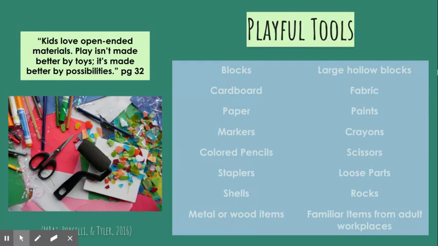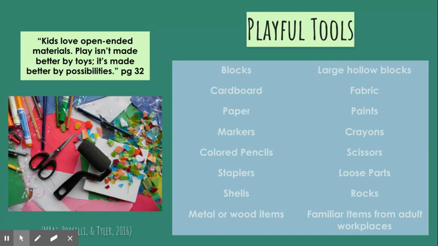Here in Purposeful Play by Mraz, Preselli, and Tyler, they gave a list of what they call playful tools, also called open-ended tools. These include blocks, cardboard, paper, markers, color pencils, staplers, shells, metal or wood items, hollow blocks, fabric, paints, scissors, crayons, loose parts, rocks, and familiar items from adult workplaces. Kids love open-ended materials. Play isn't made by better toys, it's made better by possibilities.